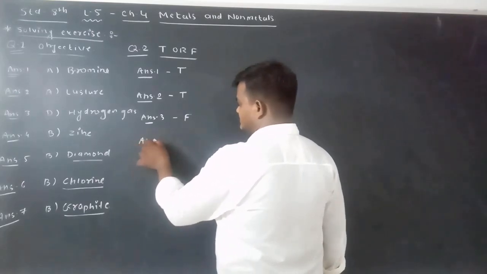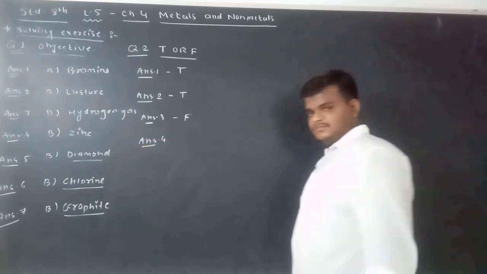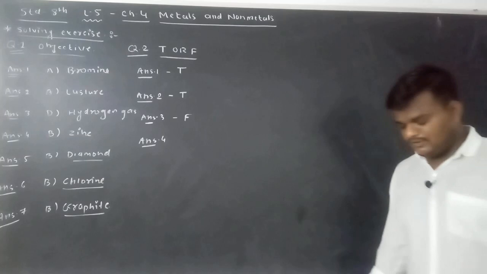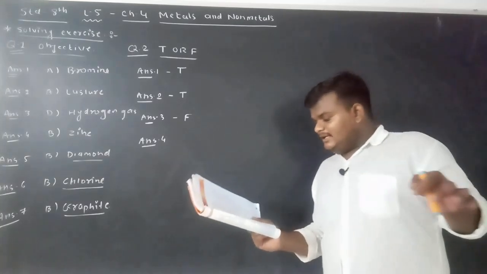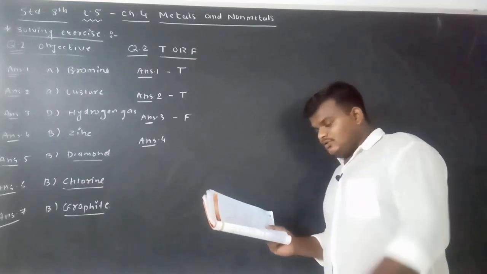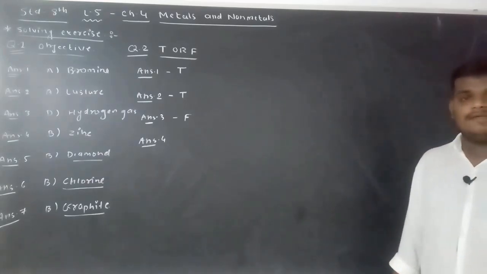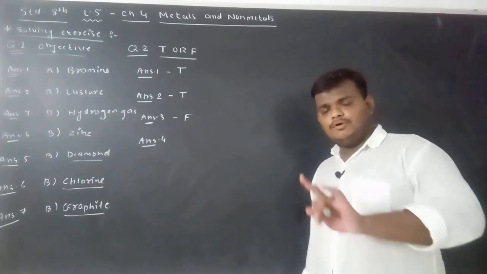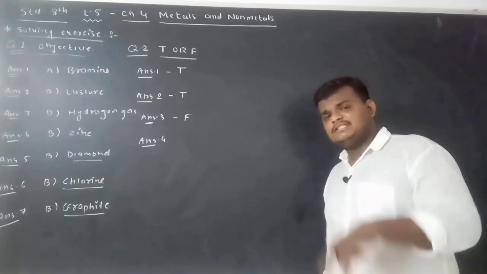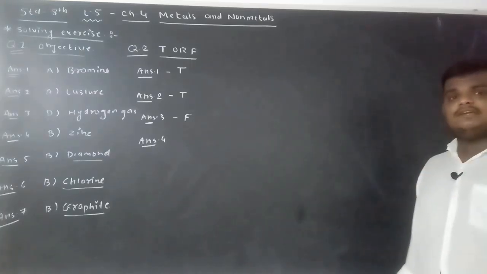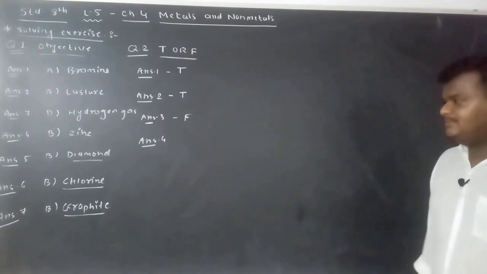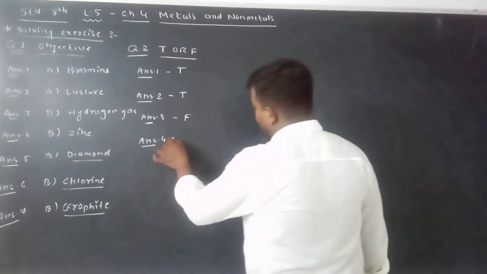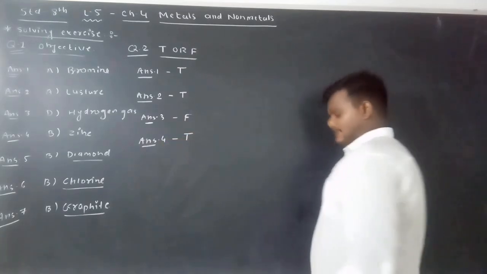Now question number 4. What is given in question number 4? Let's look. The less reactive metal is displaced from its salt by a more reactive metal. So a more reactive metal can easily displace a less reactive metal, as we discussed in the session on displacement reactions. So this is right. The less reactive metal gets displaced.